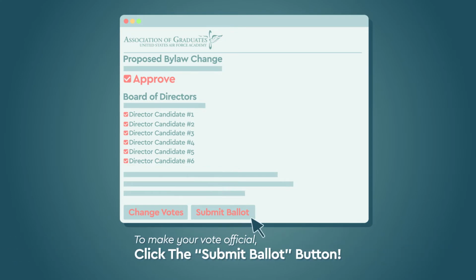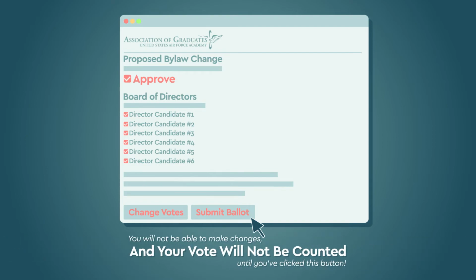To make your vote official, click the Submit Ballot button. You will not be able to make changes to your ballot after this step, and your vote will not be counted until you click this button.